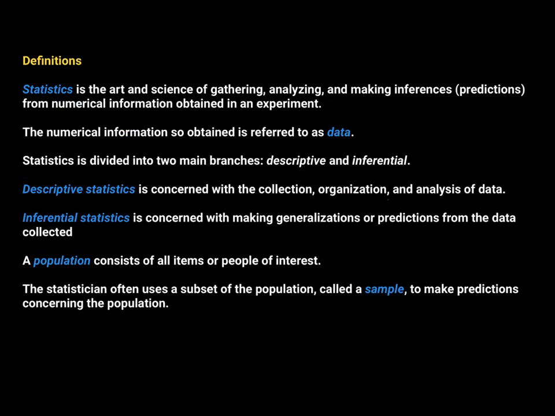A population consists of all items or people of interest. The statistician often uses a subset of the population called a sample to make predictions concerning the population. It's important that we understand the difference between a population and a sample. A population includes all the items of interest, but a sample just includes some of the items in the population.